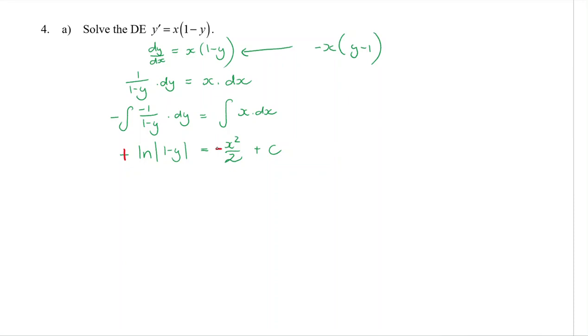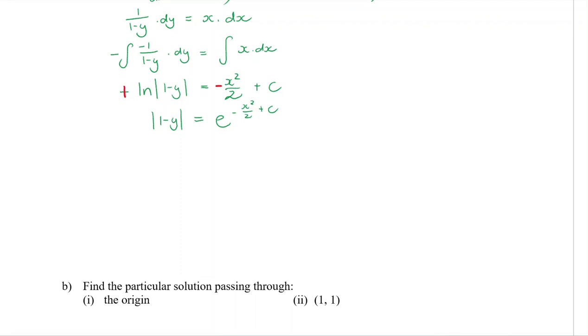Okay, then to get that out of log form, I have to do a sliding base. So it's going to be the absolute value of 1 take away y equals e to the power of the negative x squared over 2 plus c.